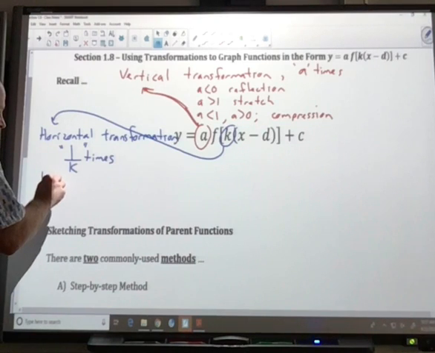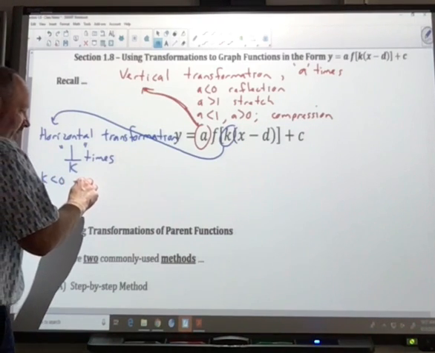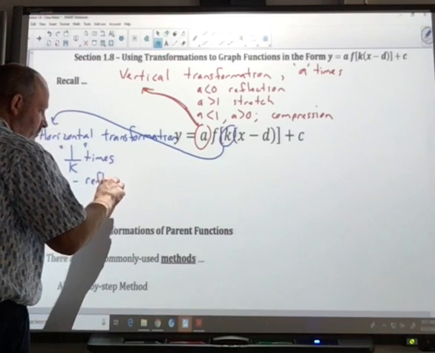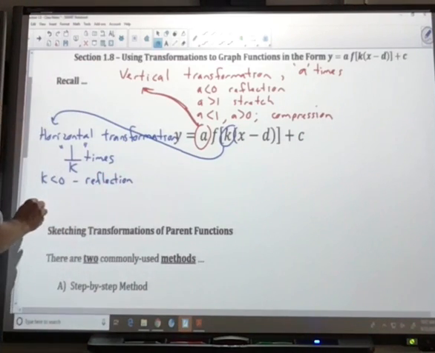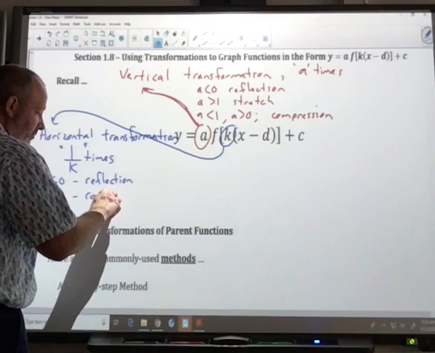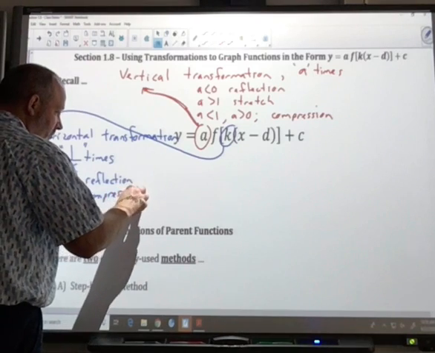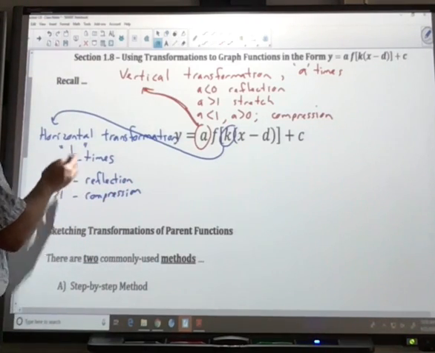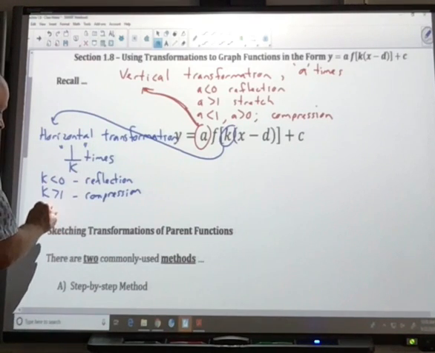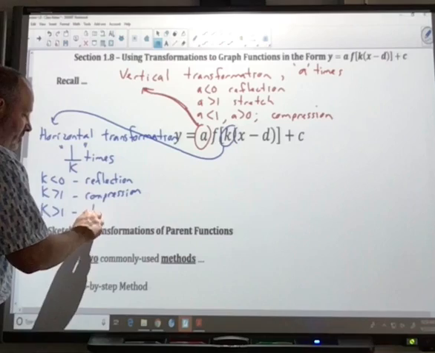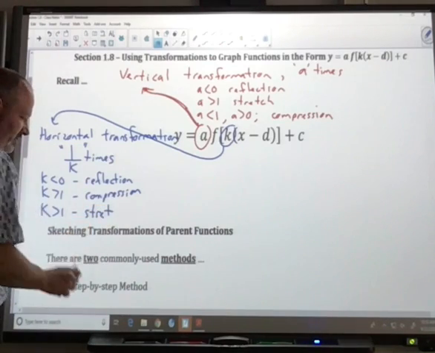If K is less than 0, it's going to be a horizontal reflection. Okay? If K is greater than 1, it's actually going to be a compression, because you take the K value and you go 1 over that. So if K was, say, 2, 1 over 2, it's going to halve all the values. And if K is less than 1, it's going to be a stretch.